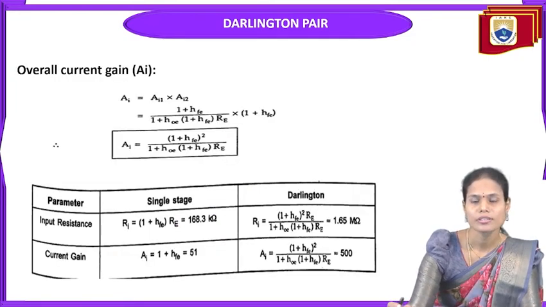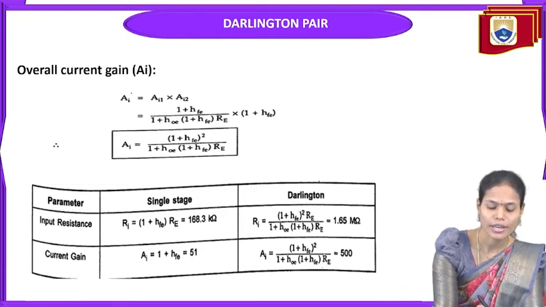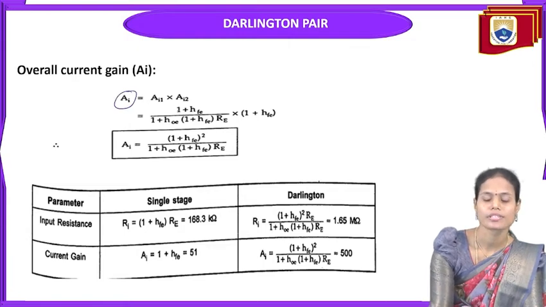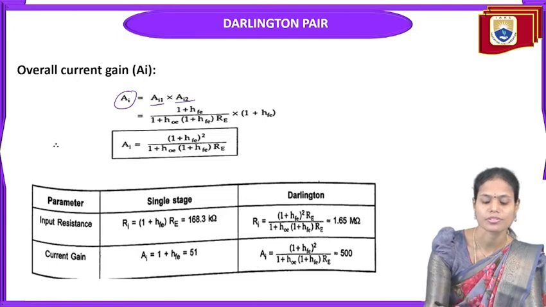So till now we have seen we have found the parameters in the first stage as well as in the second stage. So to find the overall voltage gain as well as overall input impedance, we have to multiply the gains of individual stages. So the overall current gain I am taking here as AI. That is the multiplication of the current gain in the first stage and the second stage.